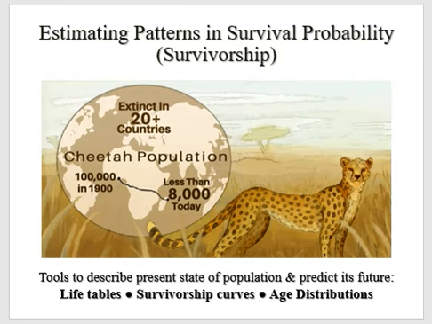And ecologists will use different tools to describe or evaluate the present state of a population, and also make predictions about how it may grow in the future. The primary tools that I will be discussing are life tables, survivorship curves, and age distributions, or age structures.